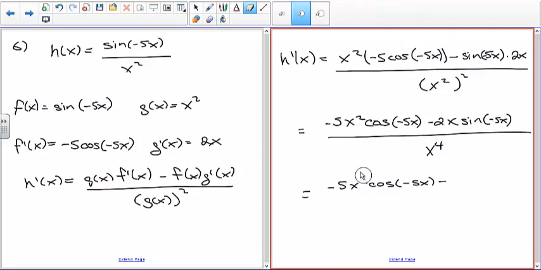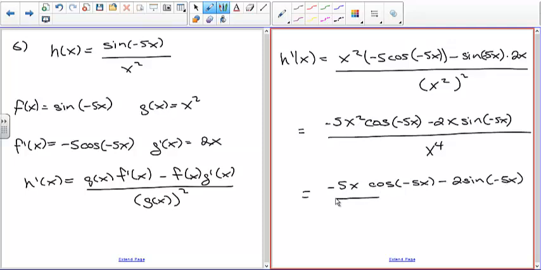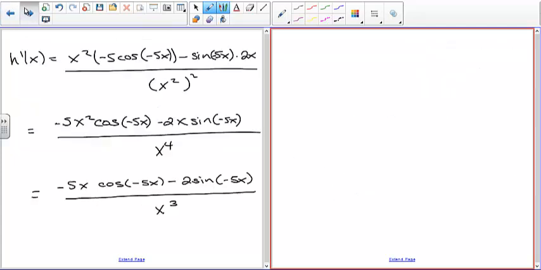Okay, so this x squared becomes x becomes 1, and the denominator becomes x cubed. Okay, so that's number 6.